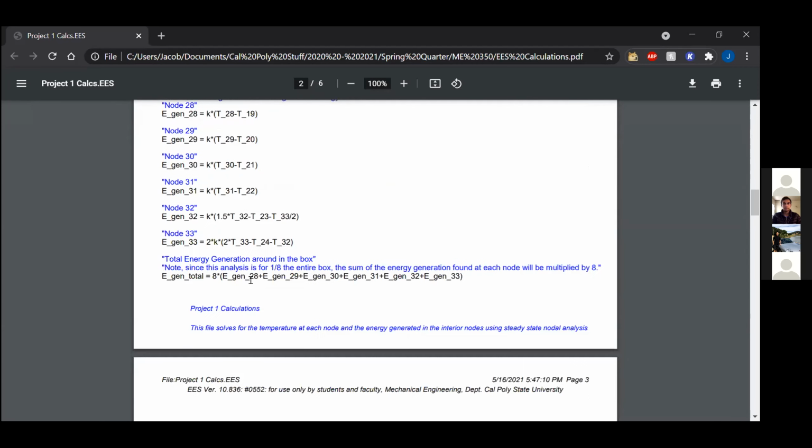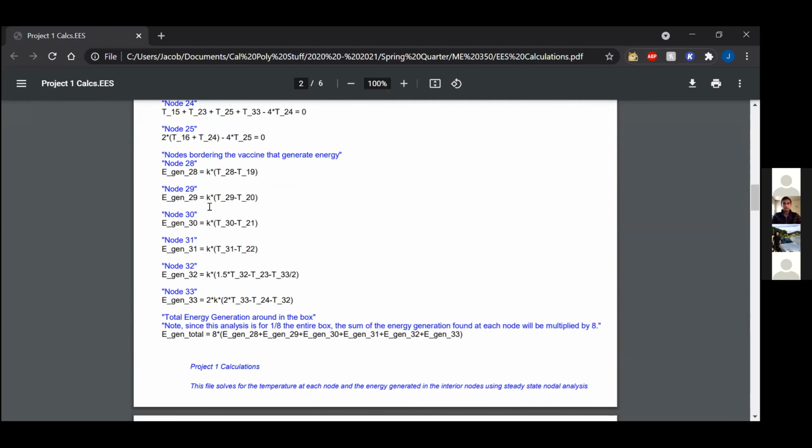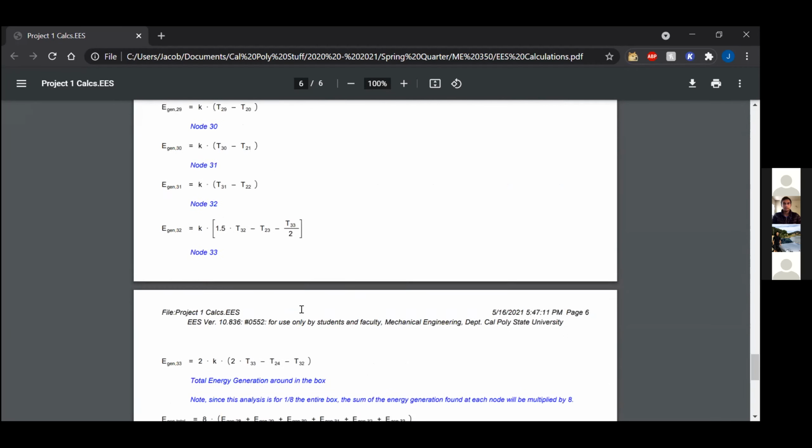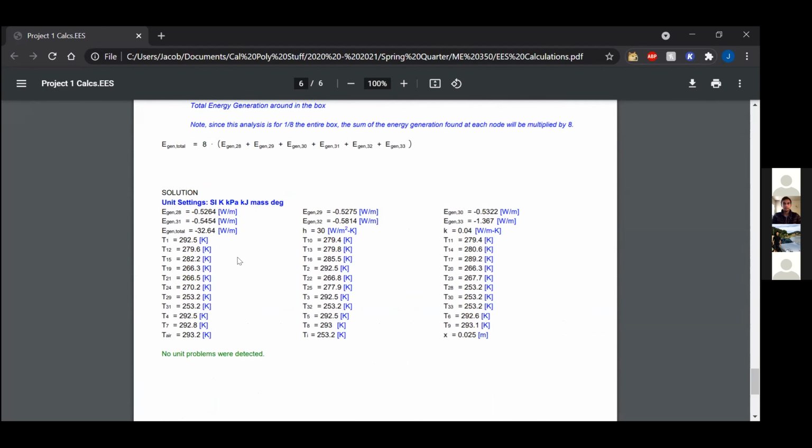And then we also assumed that each of the interior nodes, 28 through 33, generated their own individual amount of heat, or rather absorbed it. And then, through symmetry, we found the total energy generation. And then if we go down here, we can find all of the results. We have negative values for our energy generation, as you would expect from something getting colder. And then we have all of our temperatures here in Kelvin.